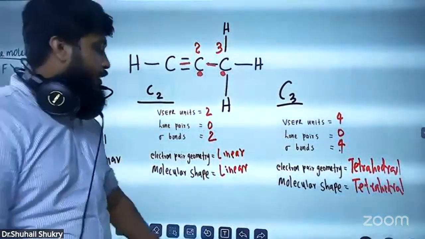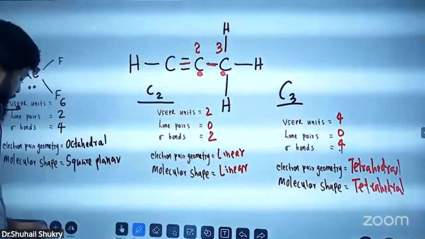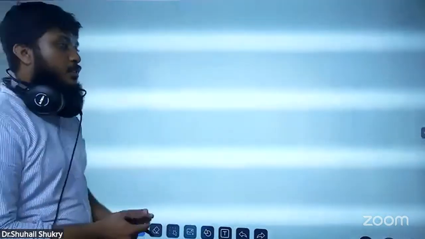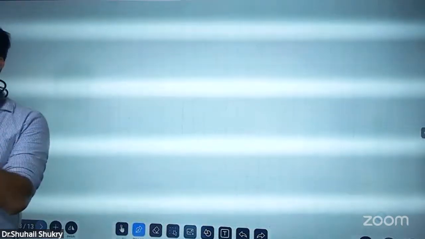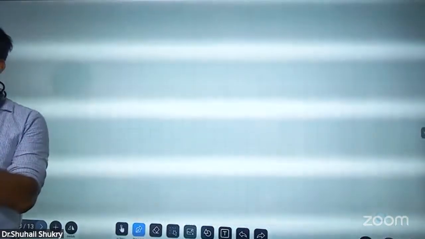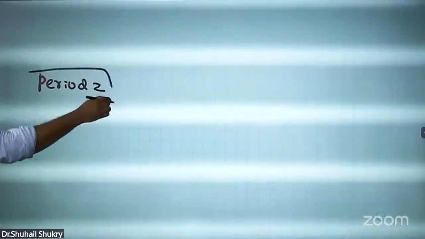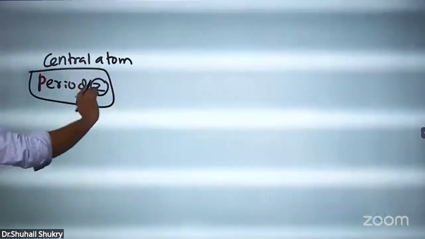Okay, now see this. This is the way to draw Lewis structures. For example, any molecule you can draw the Lewis structure quickly. I will classify this under two categories. The first one is for period 2 elements. If the central atom is a period 2 element, you can follow this method.